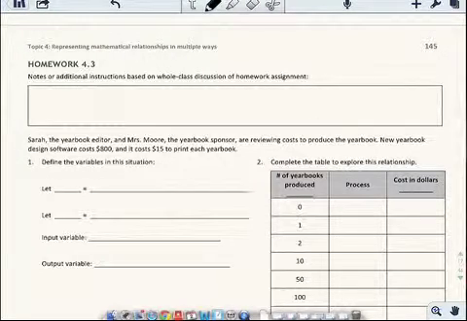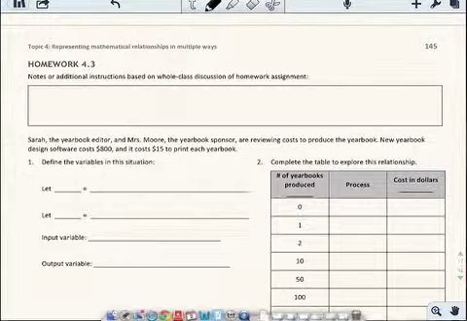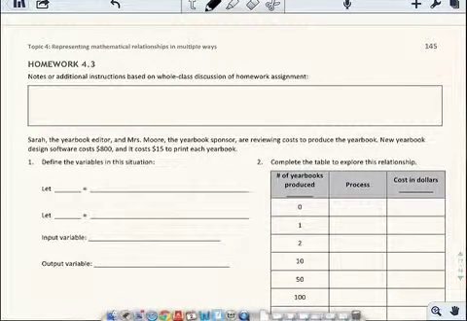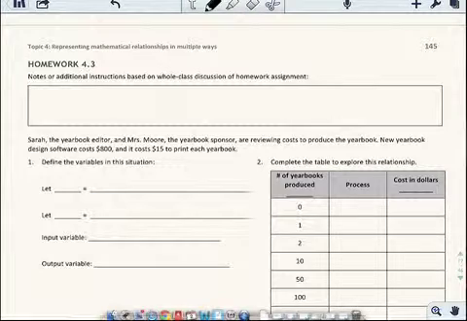So let's get it going on homework 4.3. All right, so it says Sarah, the yearbook editor, and Mrs. Moore, the yearbook sponsor, are reviewing costs to produce the yearbook. New yearbook design software costs $800, and it costs $15 to print each yearbook.